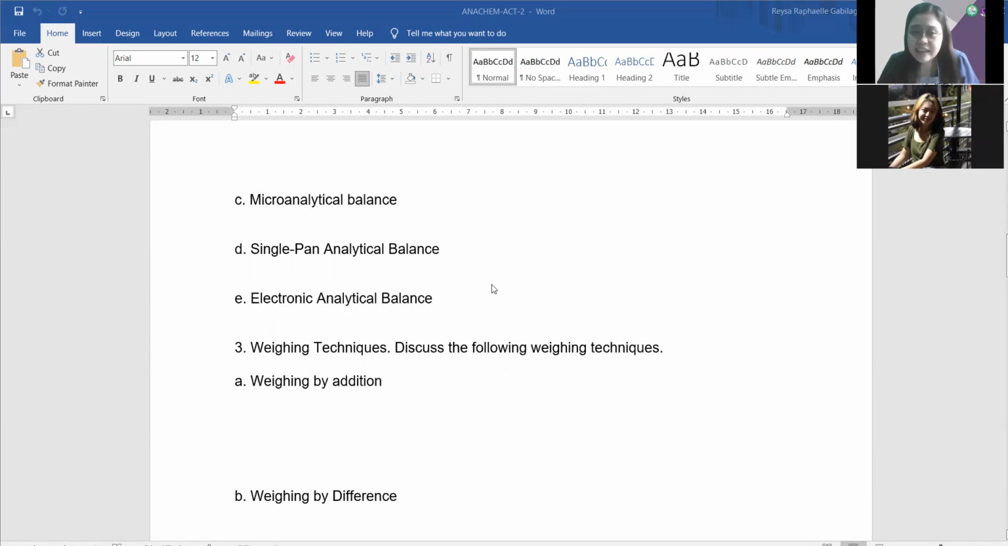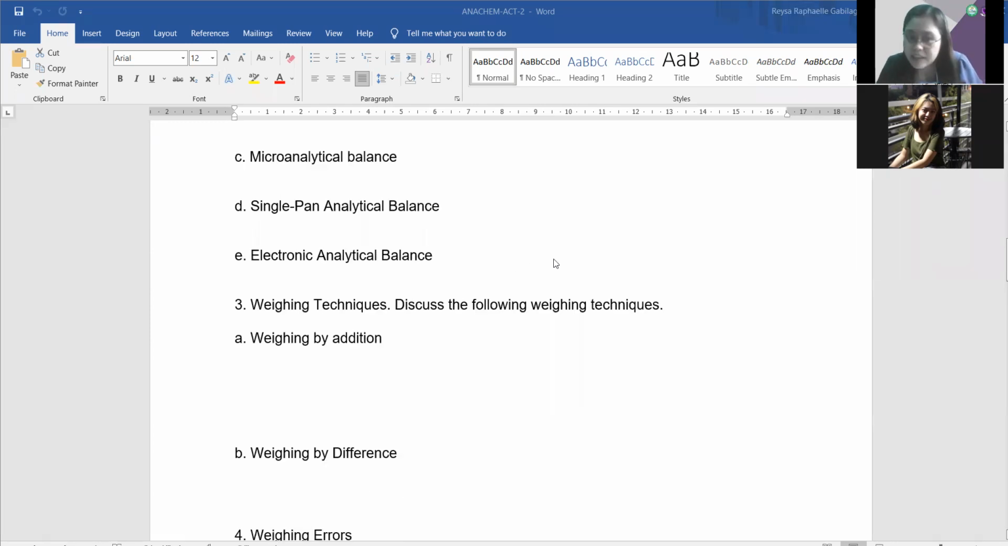Number 3, weighing techniques. So you also have to discuss this. You have to research how are we going to do the weighing by addition and also weighing by difference. So ang pag-weigh sa analytical chemistry class with our chemical substances is not the same sa pag-weigh pag mupalit sa palengke. Kung nipalit ka og baboy imuhang ibutang sa kiluhan and then that's it. No, it's not the same with the weighing techniques sa ANACHEM. So i-research niyo muna yung weighing by addition and weighing by difference, and next week we will discuss them sa class after the report of group 2. So group 2 will report this one, group 1 is for the activity number 1.